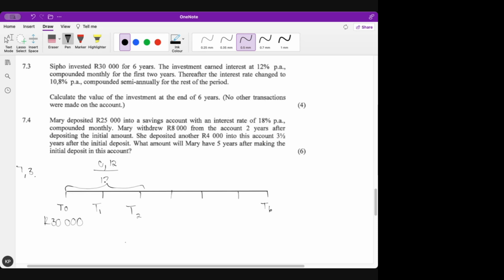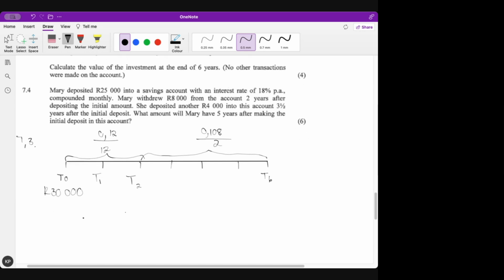monthly. So I will be dividing this by 12 because it's every month, right? And then for the rest of the time, it changes to 10.8% compounded semi-annually. Semi-annually is how many times per year, beautiful people? Twice. Thank you. Okay, and that's it. Now we just have to do our calculations because there are no withdrawals, there are no deposits. It's just a change of interest rate.